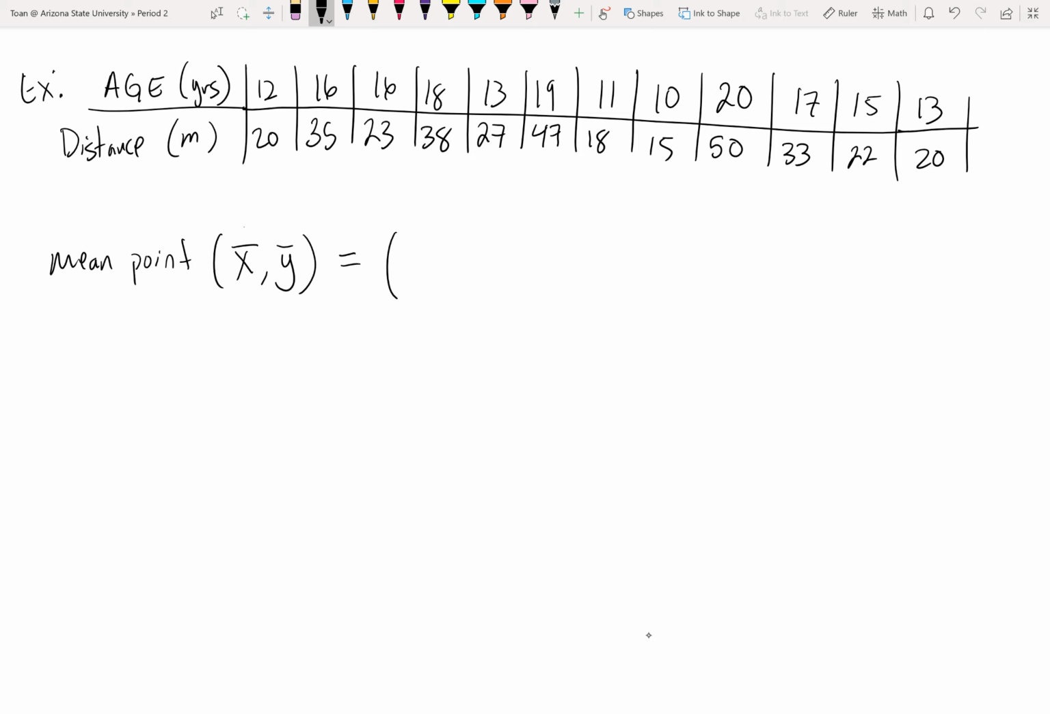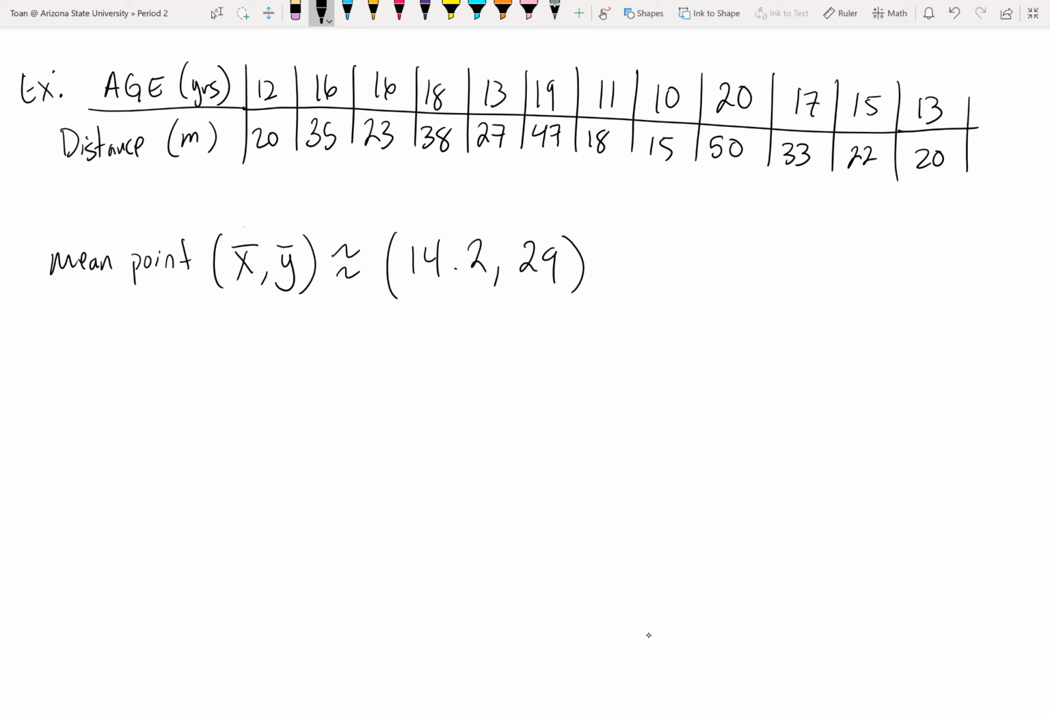And you're dividing it by 1, 2, 3, 4, 5, 6, 7, 8, 9, 10, 11, 12 people. So it's about, I guess I should use squiggles. It's about 14.2, comma, 20 plus 35 plus 23 plus 38 plus 27 plus 47 plus 18 plus 15, 50, 33, 22, 20, divided by how many did I say? 12? 12. Oh, 29 exact. Right. So what you do is just go ahead and plot them.